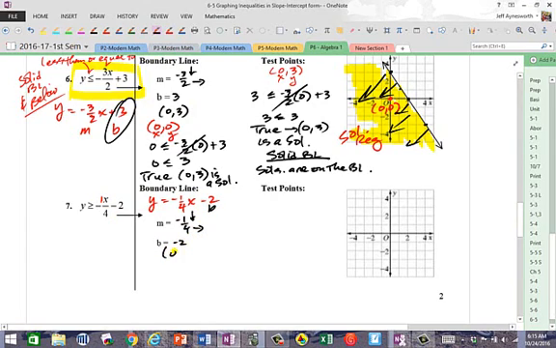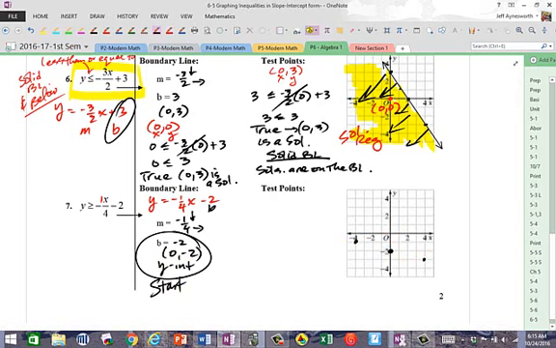So we start there. Always start at the y-intercept. And then from there, go down 1, right 4. So down 1, right 4. Reverse it. Up 1, left 4. Okay, and then go ahead and graph your line. And use pencil, of course.